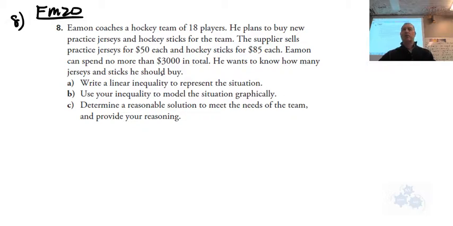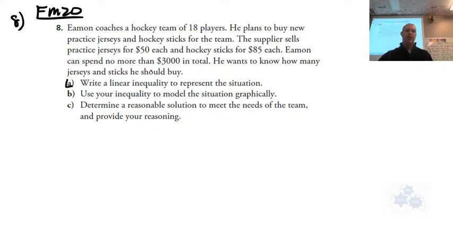Okay? So here's a classic situation where we have an inequality. We have some restraints, right? We know sort of what the limits are. We know what the values are for the two things that we're talking about, and we can create some kind of inequality to generate some answers here. So the question guides you through this. It says write a linear inequality to represent the situation.